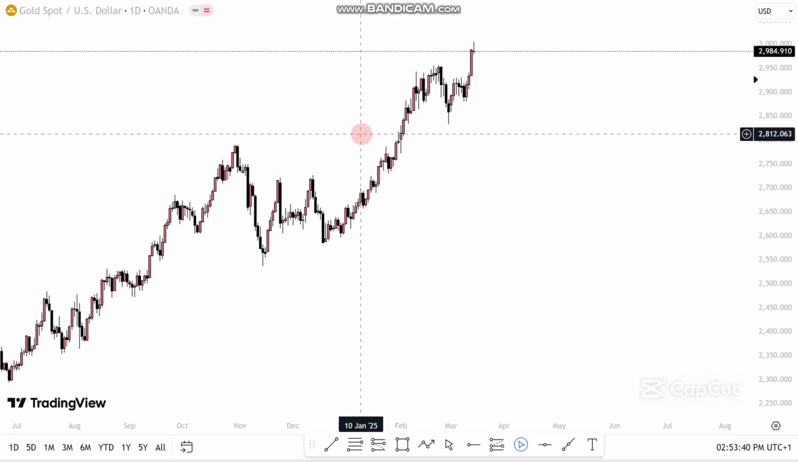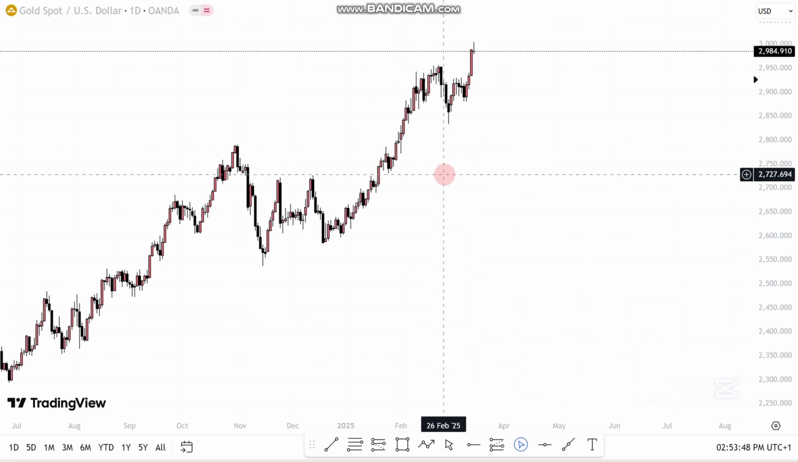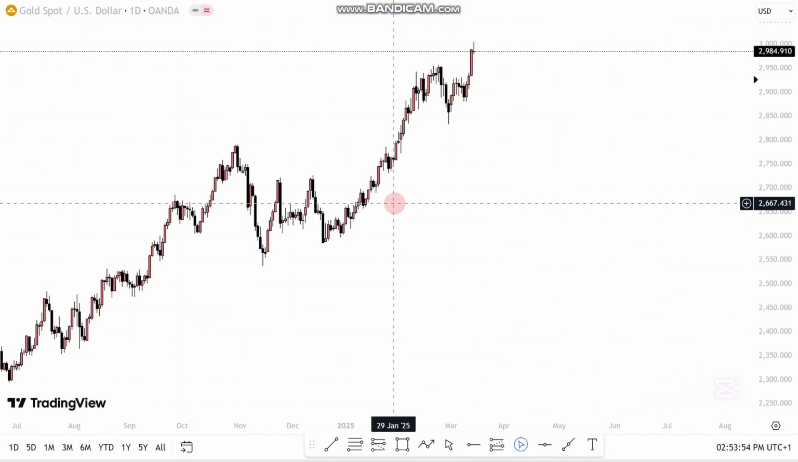I'll be showing you a very simple high probability setup on gold for the coming week. So make sure you watch this video from the beginning to the end. If you are looking to take a high probability setup on gold from next week, watch this video and see what a high probability setup looks like.